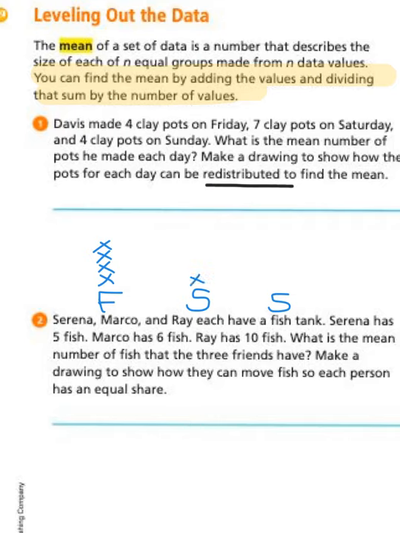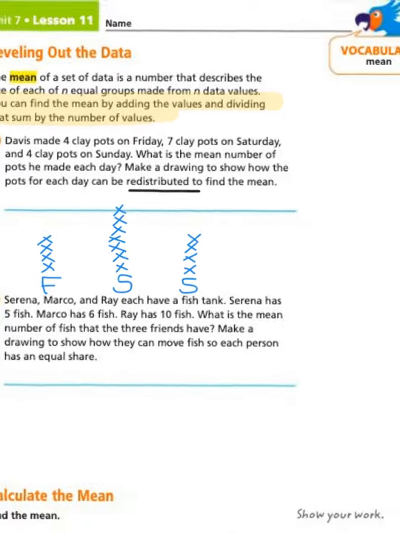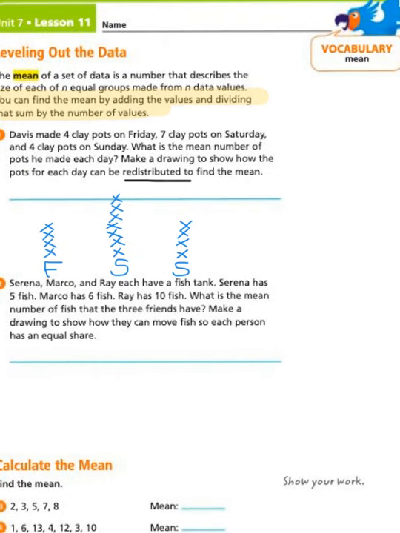Hopefully I don't run out of room. 1, 2, 3, 4, 5, 6, 7. Just barely enough room. And Sunday, he had 4 clay pots. 1, 2, 3, 4. Now we're going to switch gears here. So you know how to do that. That's kind of like creating a tally chart like we did when I collected the information on your favorite breakfast food. I just put a little line for each one.